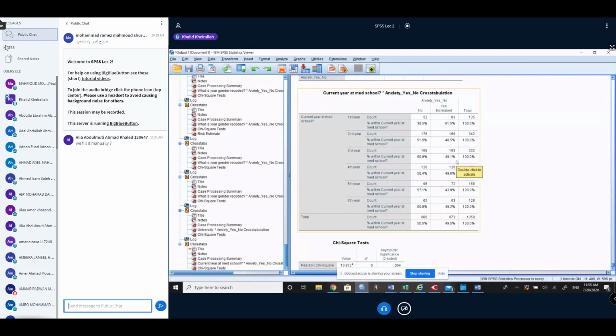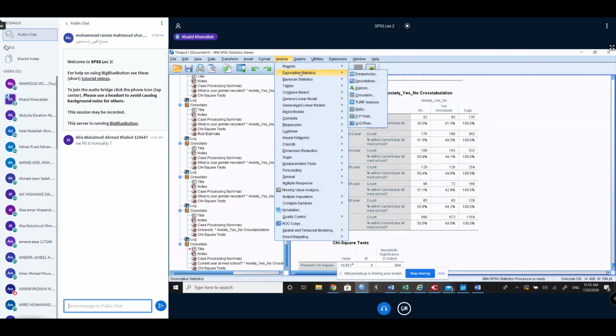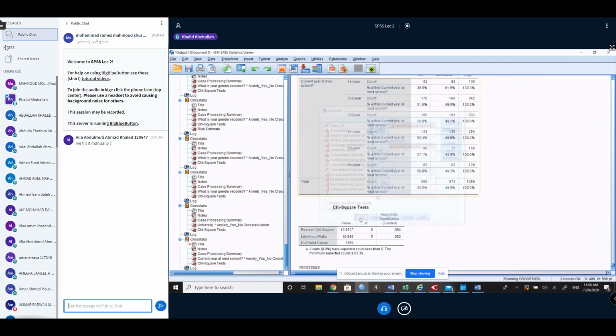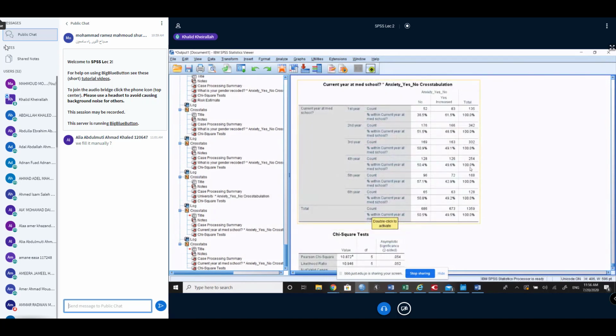Let's look at the year. So I picked up, sorry, I didn't say what I picked up. So I did descriptive statistics, cross-tab, anxiety at the column, and I picked up the current year at medicine, which is year mid. Okay. So this gives you an indication of the relationship between anxiety level and medical year at medical school.